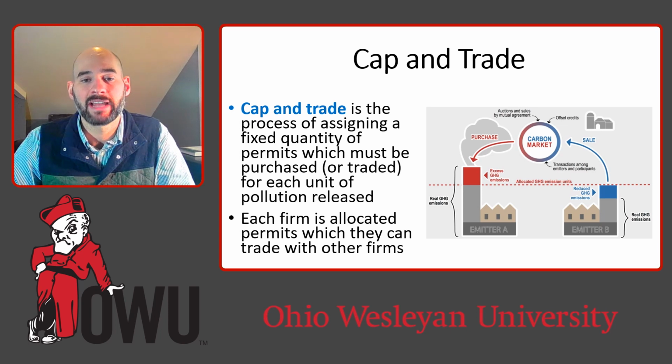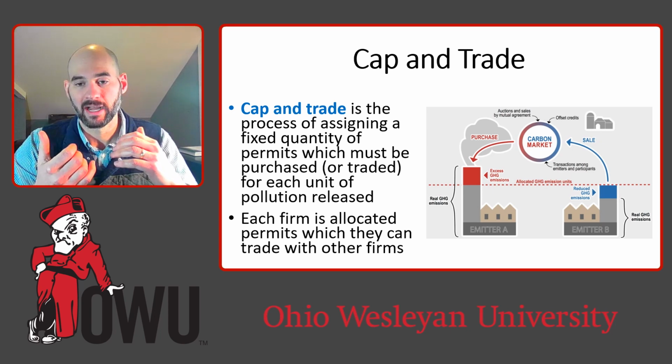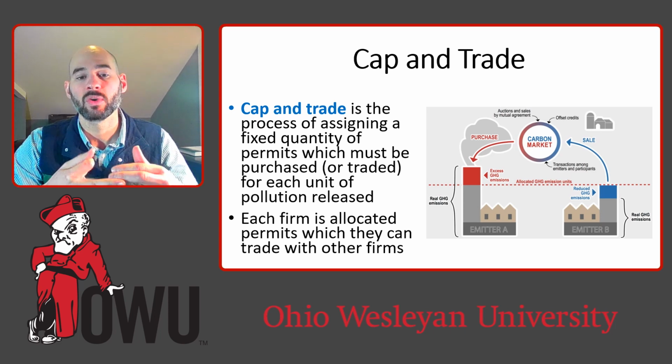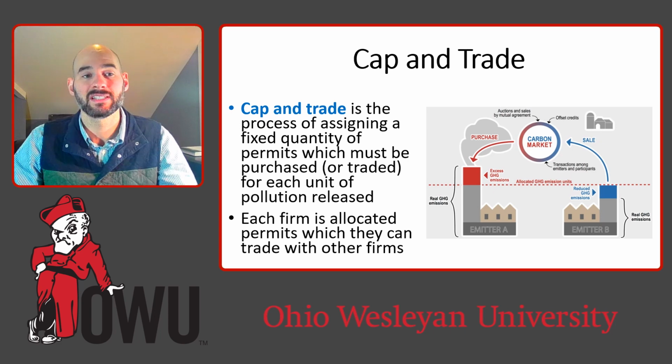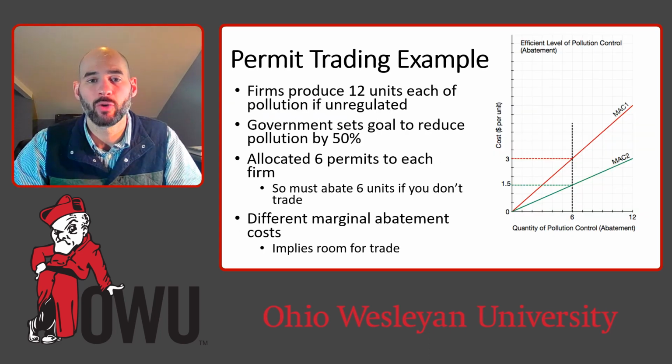And so we're going to think of cap and trade as being the process of assigning a fixed quantity of permits, which must be purchased or traded for each unit of pollution released. And each firm will be allocated permits either by lottery, by being assigned them or purchasing them, which then they can trade with other firms. So let's consider just a simple example about how this permit trading would work.